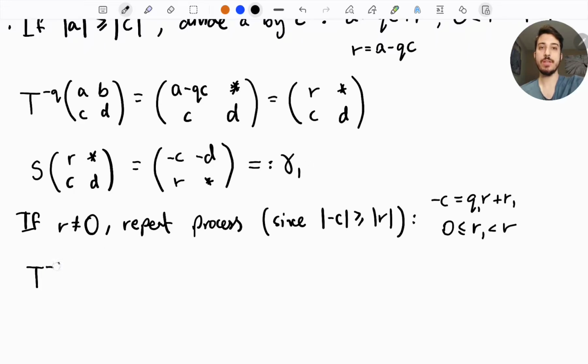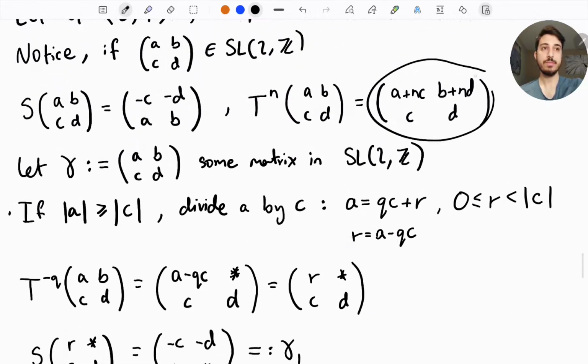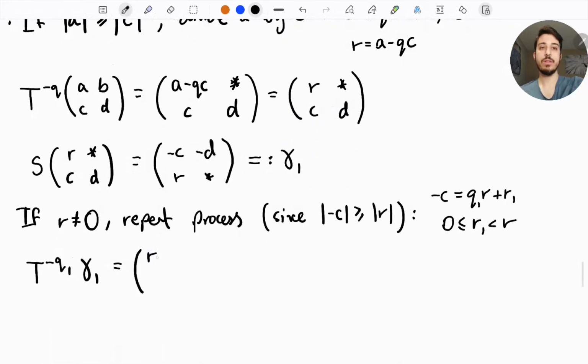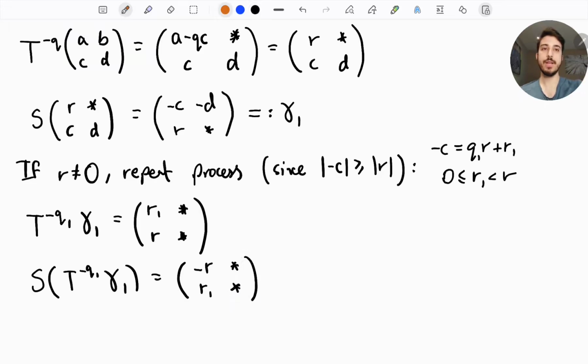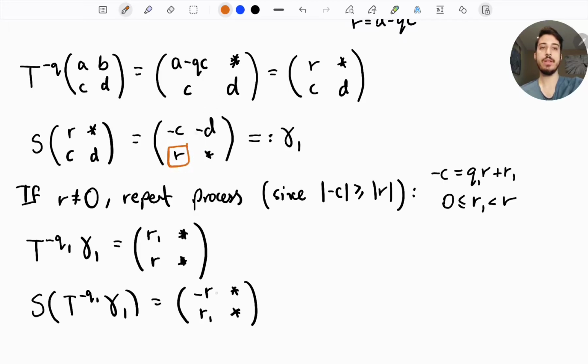So we get t to the minus q1 times gamma 1 is equal to, this time, we perform the same sort of algorithm here to get R1 up top and R down below. And on the right hand side, I do not really care what I get. All I care about is the left column. And whatever I get here, I will multiply by s. So s times t to the minus q1 gamma 1 gives me minus r1 star star.